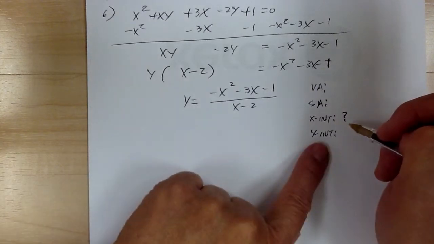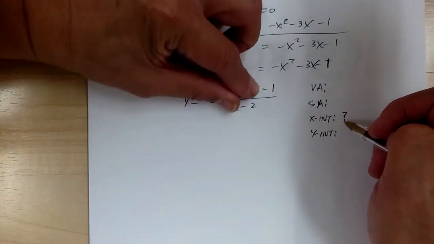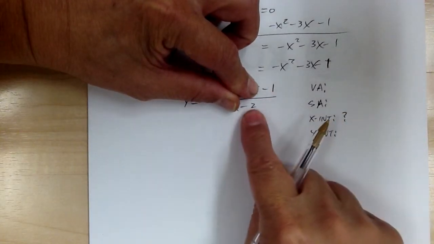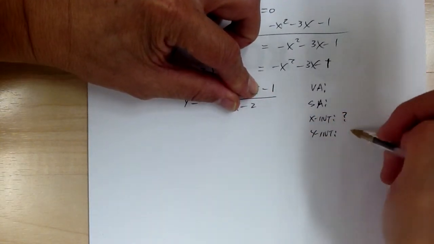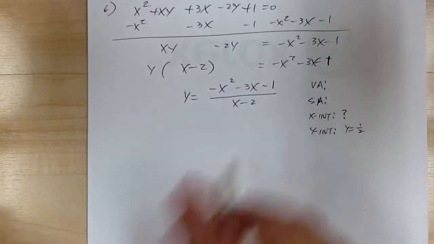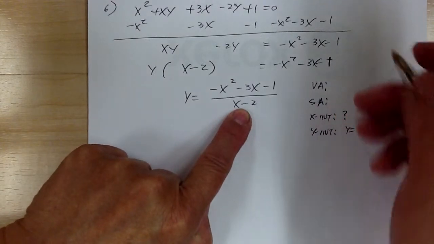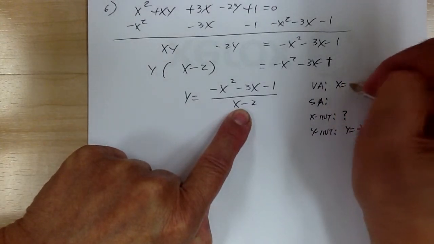Now, the y-intercept is when you set x equal to 0. When you set x equal to 0, you just cover up all the x. So you got negative 1 over negative 2, which gives you 1/2. So y equal to 1/2. Then after that, you have to figure out the vertical asymptote. From here, you get the vertical asymptote x equal to 2.